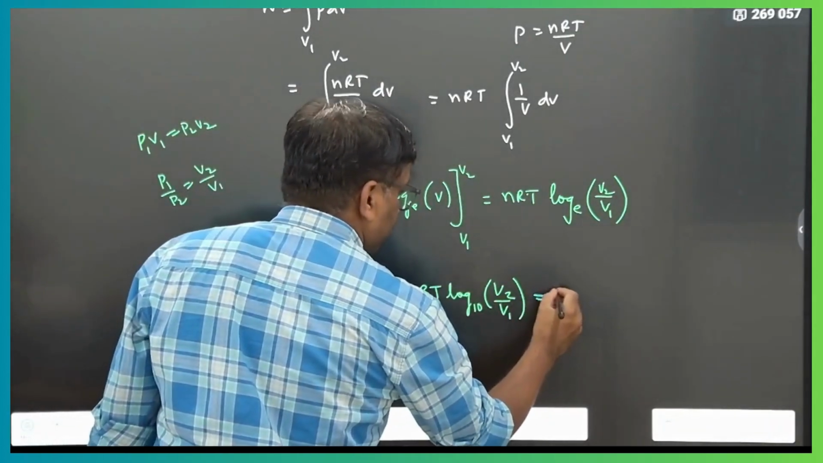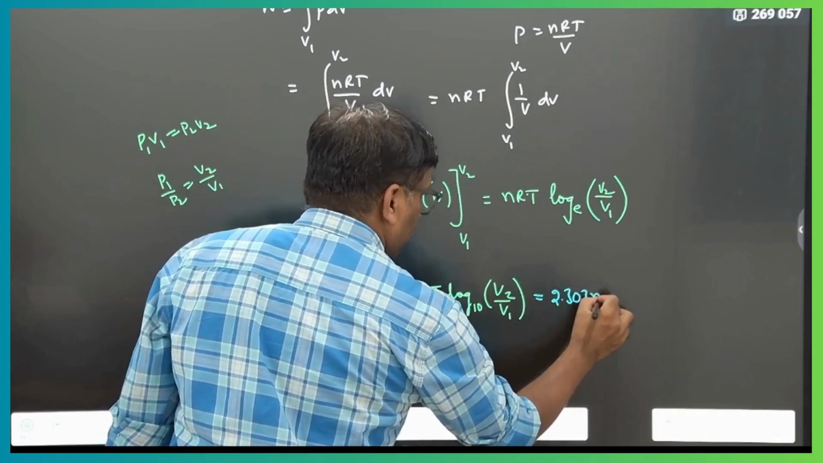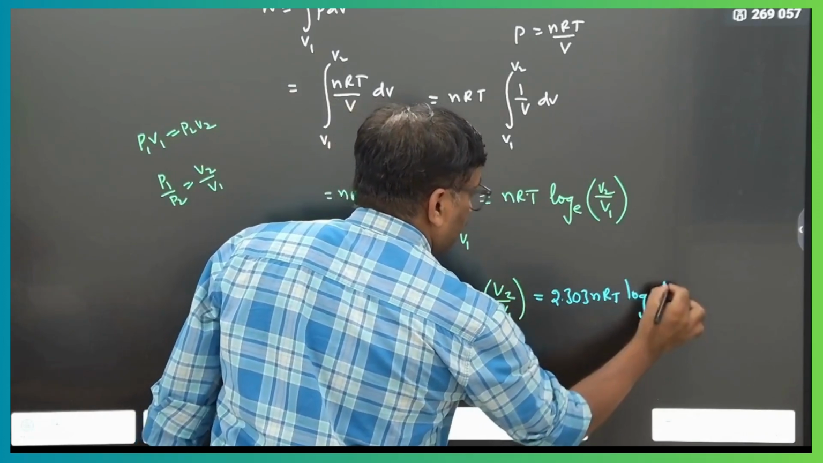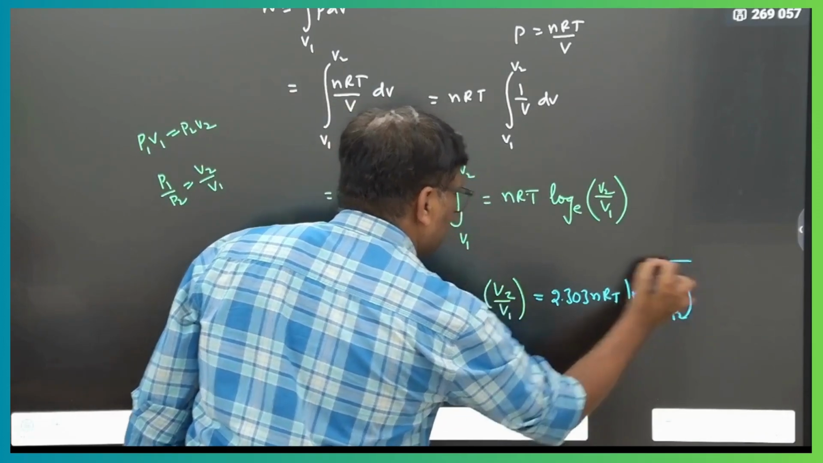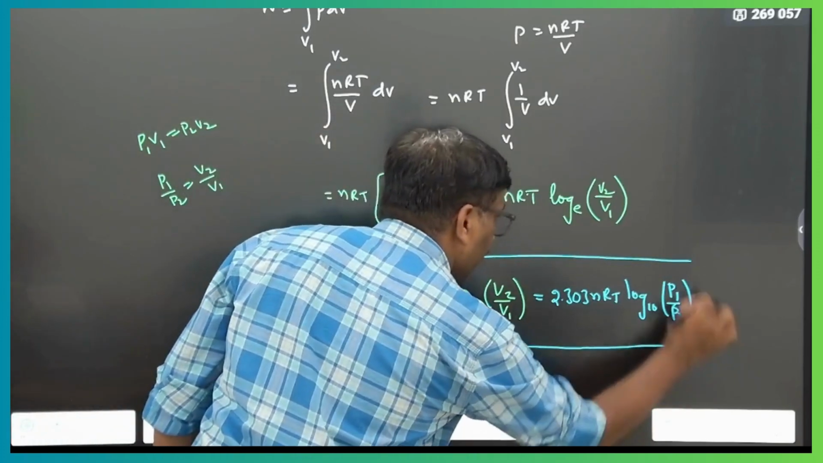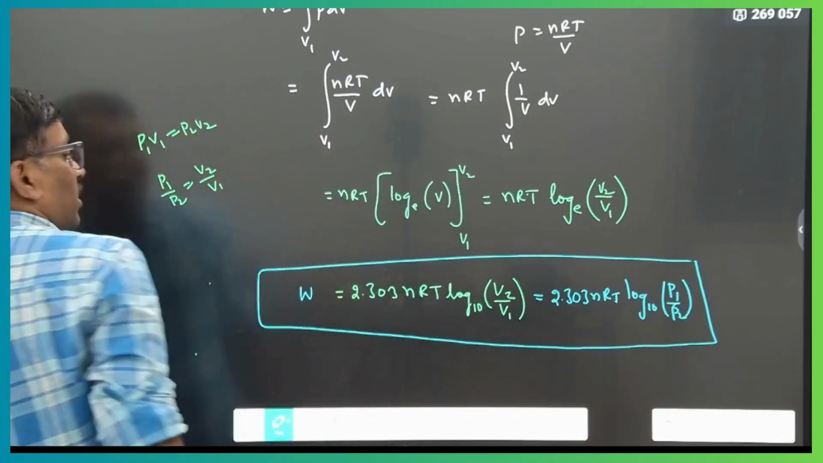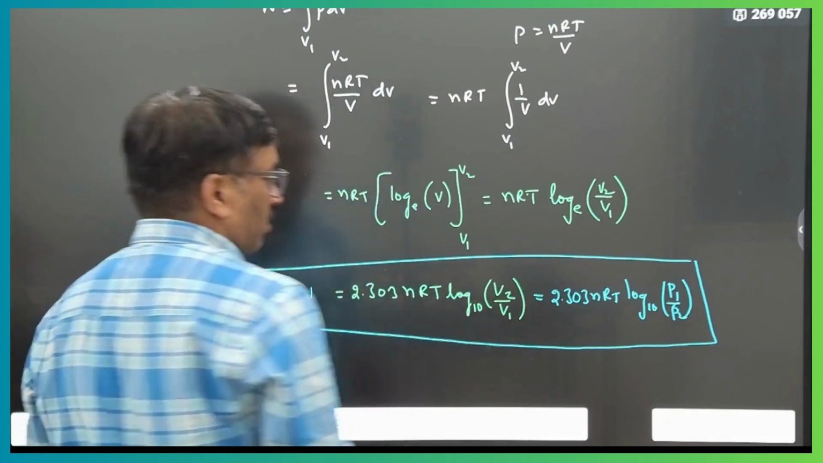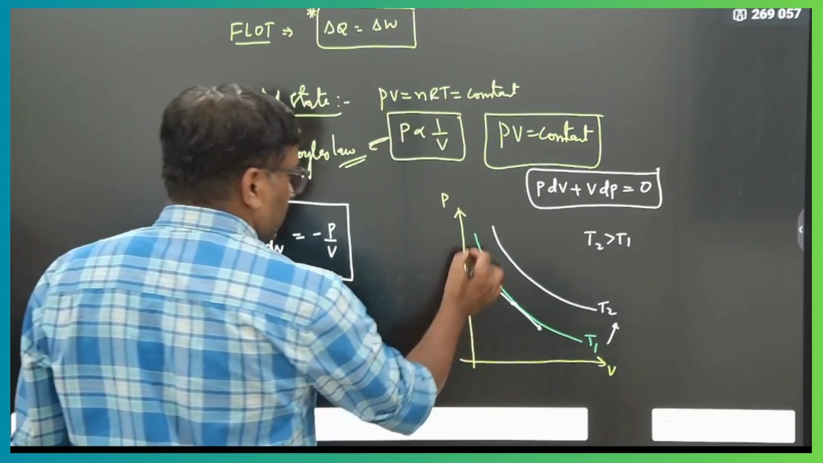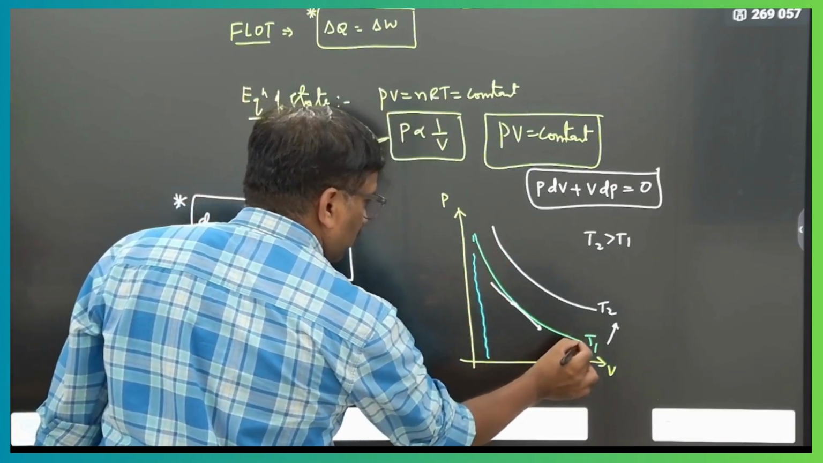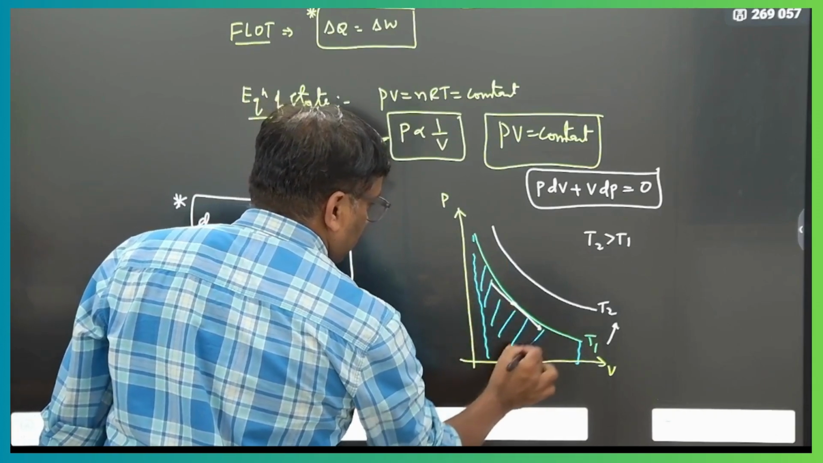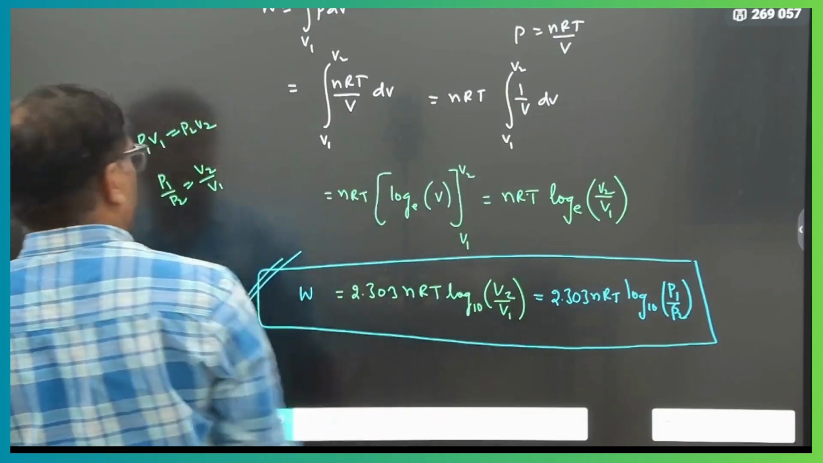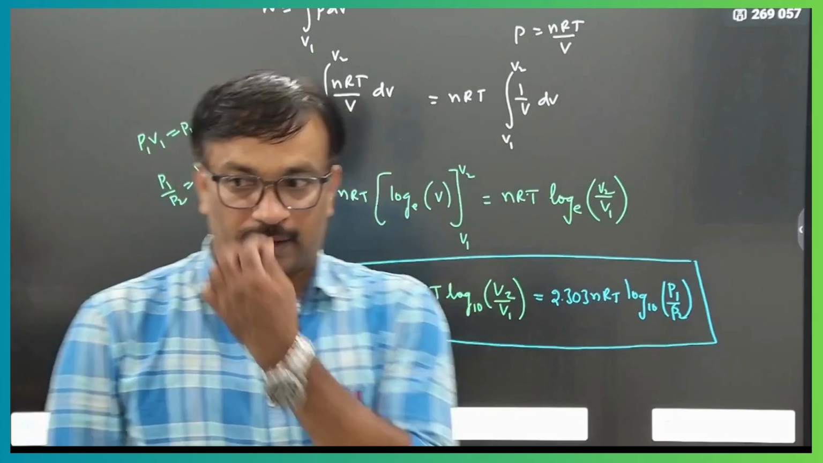That is 2.303 nRT into log base 10 of P1 by P2. This is your amount of work done in the isothermal process. This is equal to the area under the isotherm curve. Here, one isotherm curve is there, no. So the area under this is nothing but whatever we derived. So this will be the area, or this will be the work done.